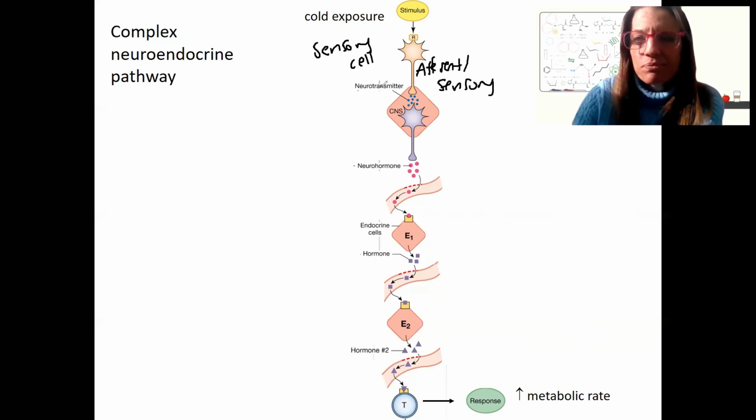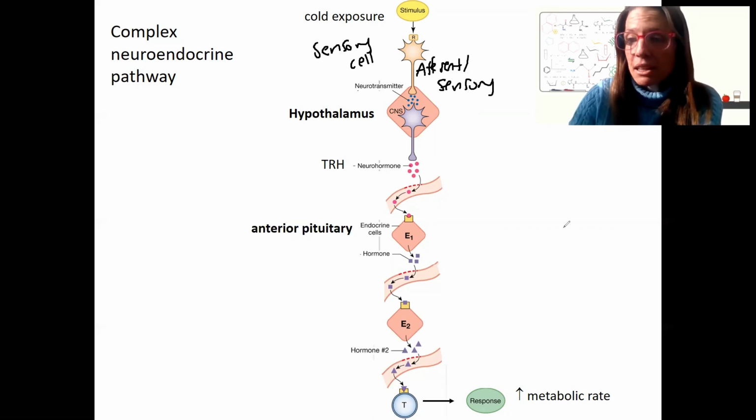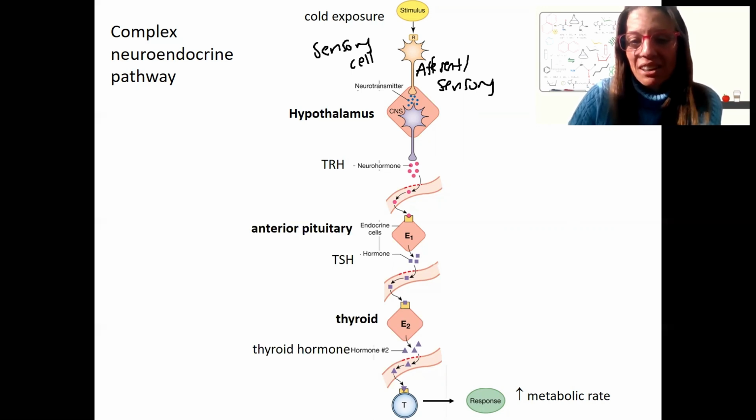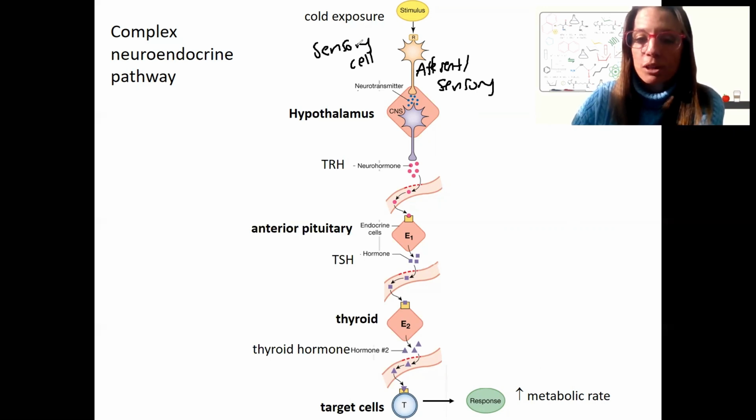system. Where is this? This is going to be our hypothalamus. Hypothalamus is going to release TRH. TRH is going to target the anterior pituitary, which is going to release what? TSH, which is going to target what? The thyroid, which is going to target what? Release thyroid hormone to target cells. The response in the target cells is going to be to increase metabolic rate. That's going to address our problem, our cold exposure.